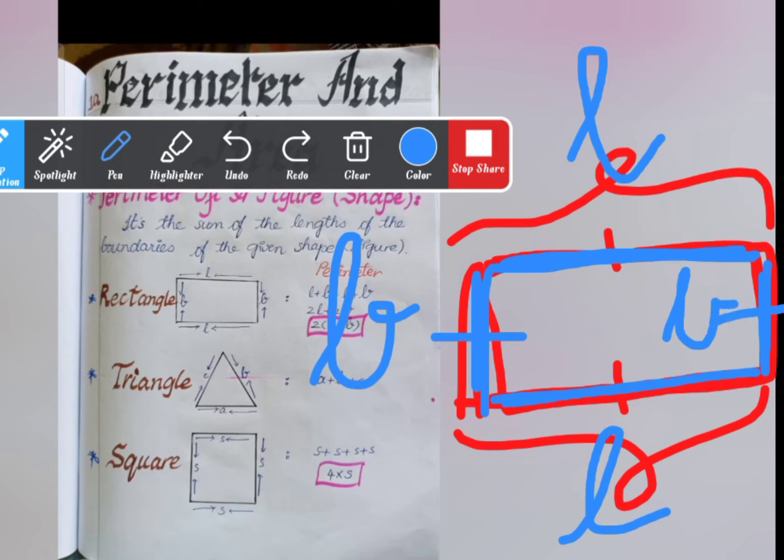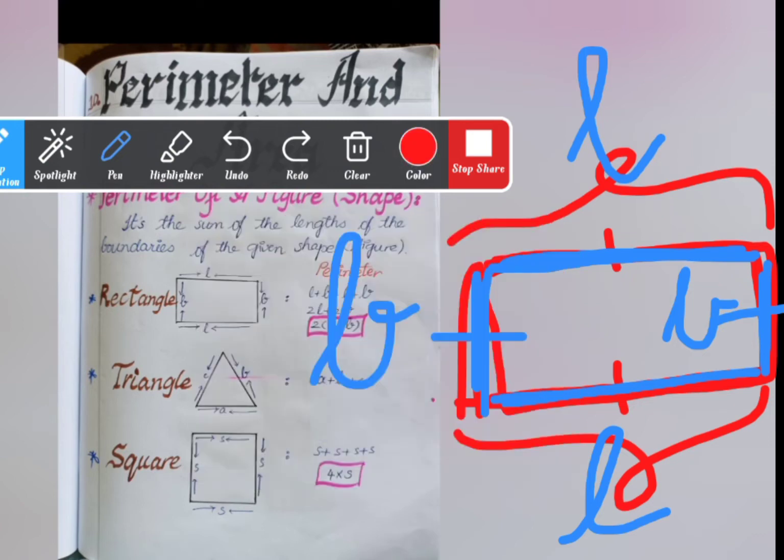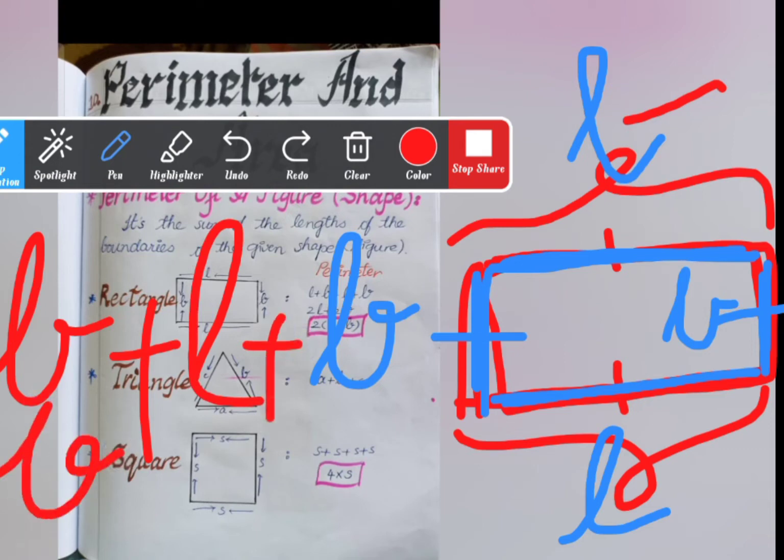So in this rectangle, how many sides are there? 4 sides are there. If we want to find out the perimeter of the rectangle, what we need to do? We need to add the boundaries of the rectangle. So how many boundaries are there? 4 boundaries are there. So let us find out the sum of the 4 sides. So l plus this b and this l plus b.